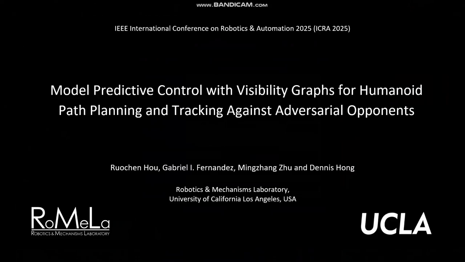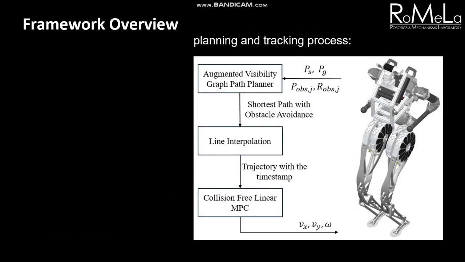Model predictive control with visibility graphs for humanoid path planning and tracking against adversarial opponents. The figure on the right illustrates the path planning and tracking process.